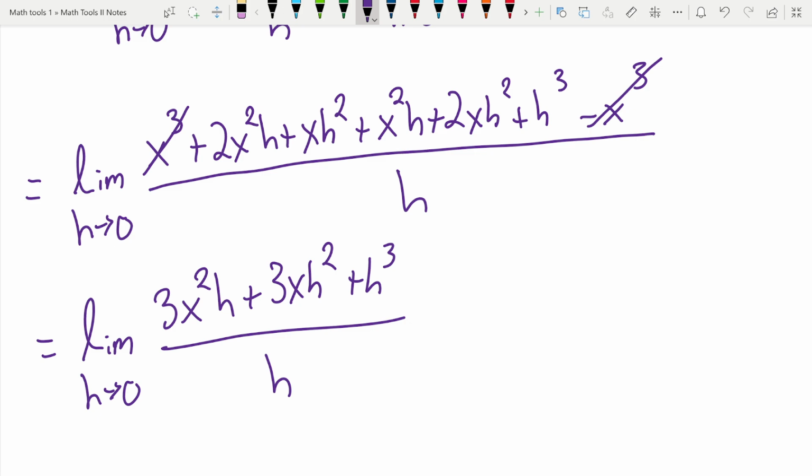Okay, so now again, everything has an h in it, so we can cancel an h out of everything. This is how I like to write the canceling out. Just kind of cross out the exponents and bring it down by 1, right? h cubed over h is h squared.